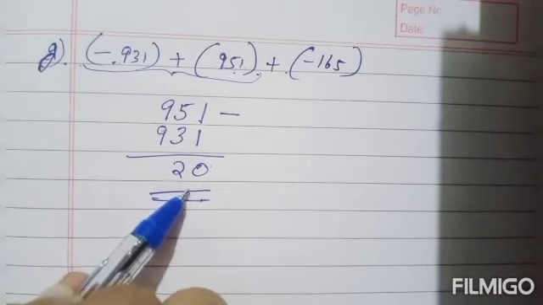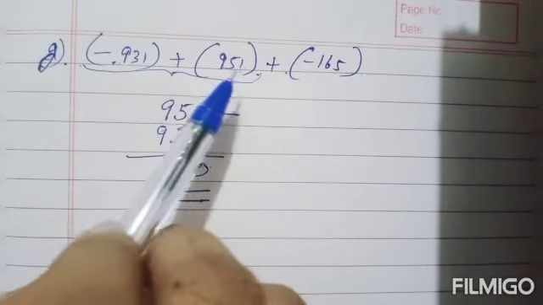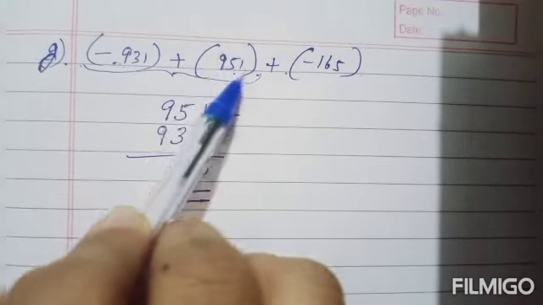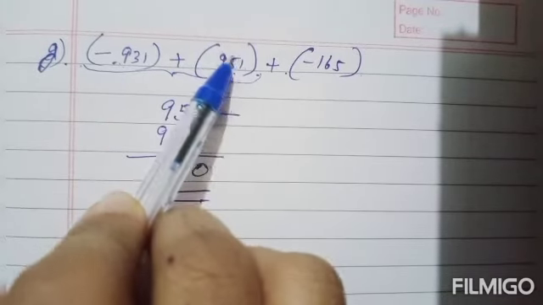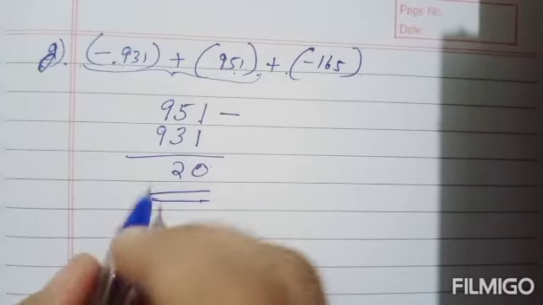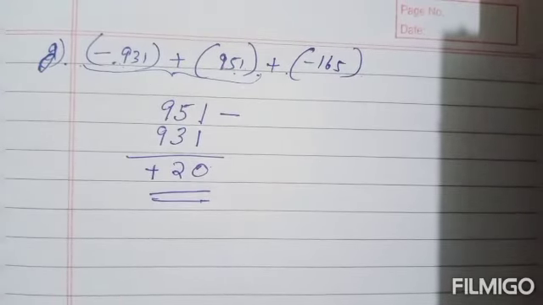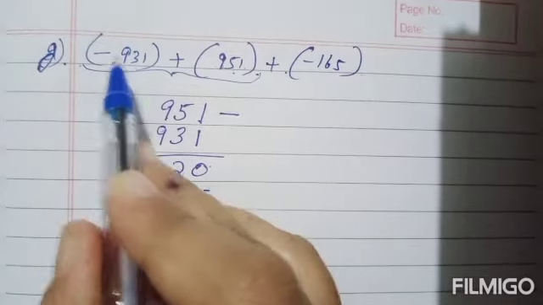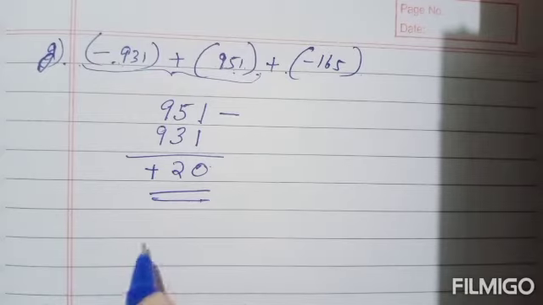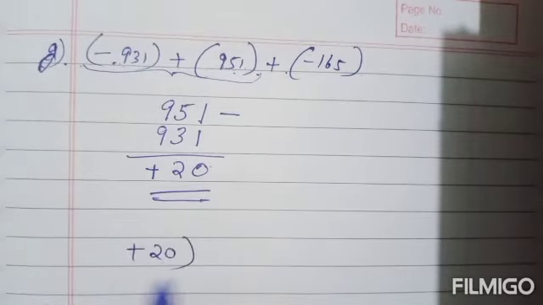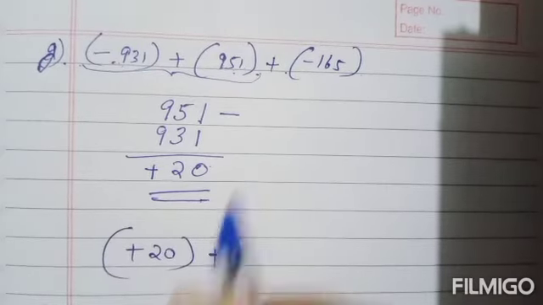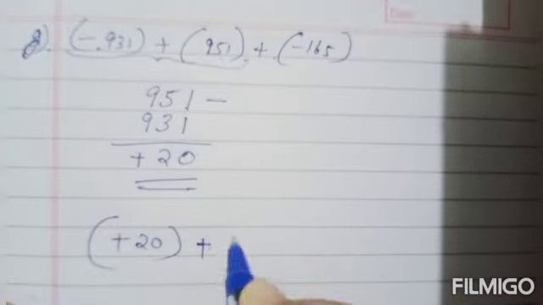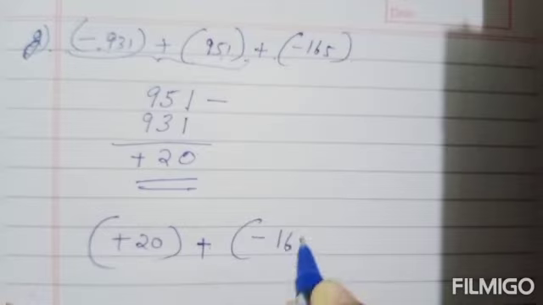Now what will be the sign? Here among 931 and 951, this is the greater number. Now, what is its sign? It is positive. So, the answer is positive 20. Okay. So, minus 931 plus 951, you got positive 20. Now, that you can add. Here, one more integer is given. Okay. So, add with the minus 165.